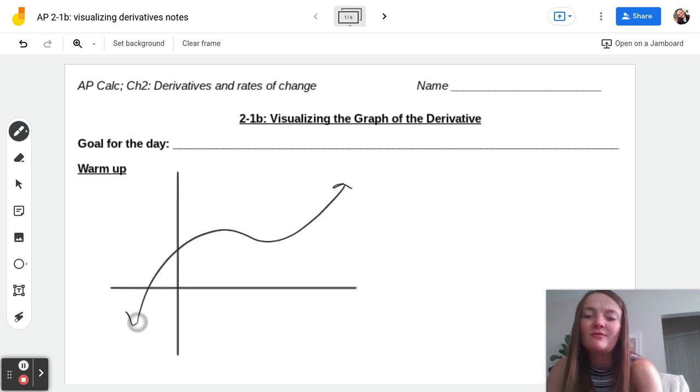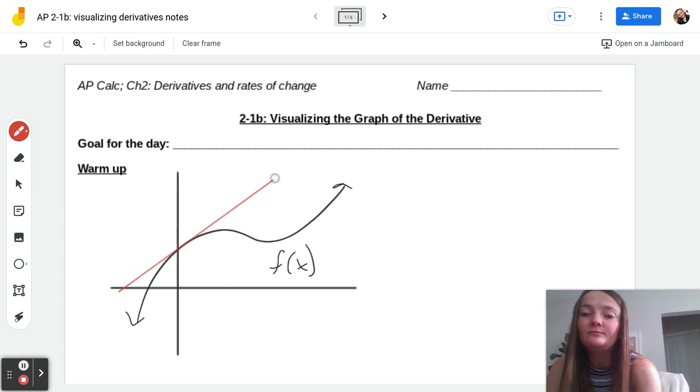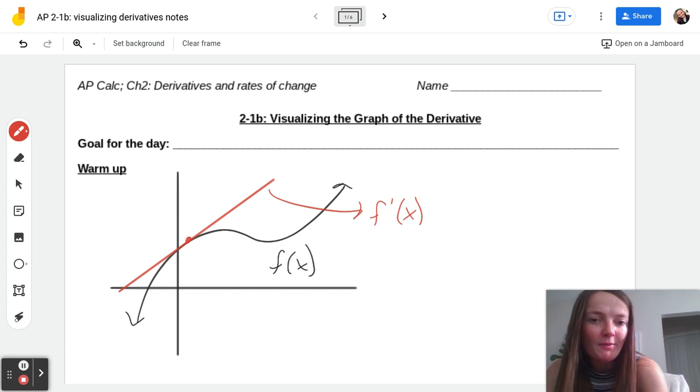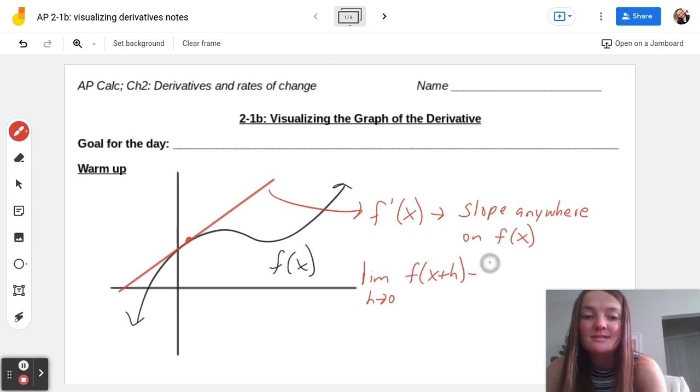If I have some graph and we call it f of x, we would say that f prime of x is going to be the slope. f prime of x represents the slope at any given moment of f of x. So it's the slope anywhere on f of x. We define it using a limit notation for now. The limit that we use to define a derivative is this: the limit as h approaches 0 of f of x plus h minus f of x all over h. And we're going to be using that today.